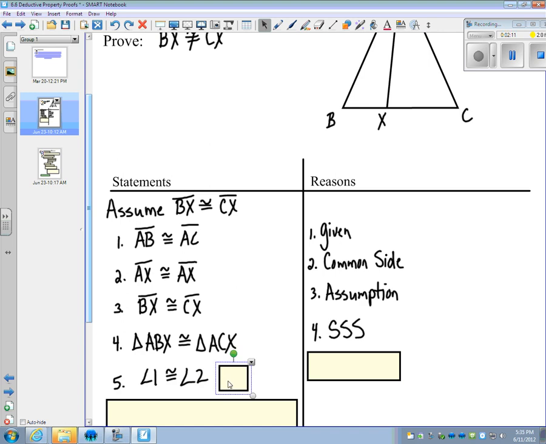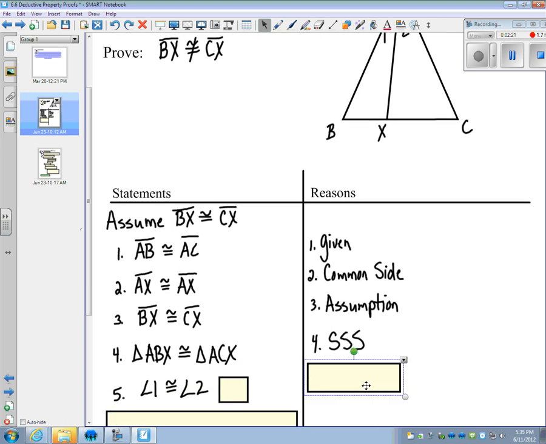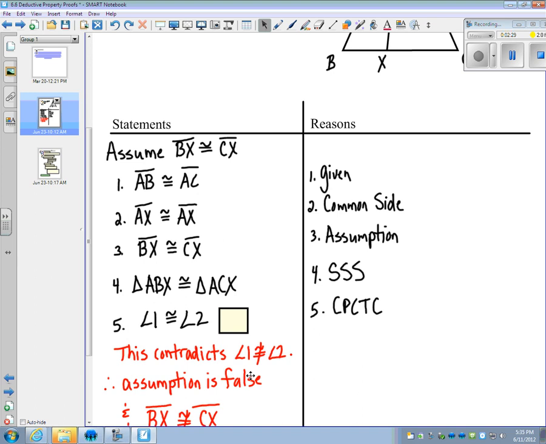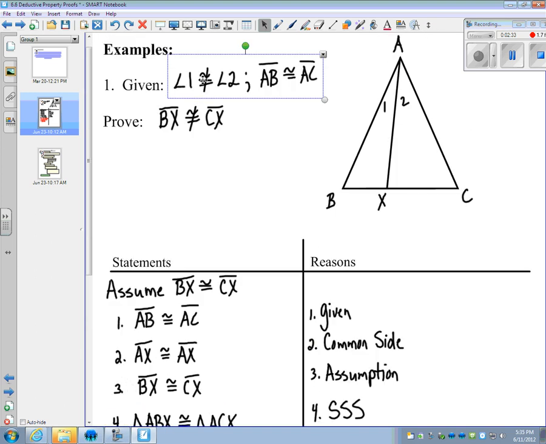So because of that, angle 1, I'm going to go back there. Angle 1 is equal to angle 2 because these are congruent triangles. And that is because corresponding parts of congruent triangles are congruent. But this contradicts something I was given, something I know to be true. If it's given to you, you know it to be true.